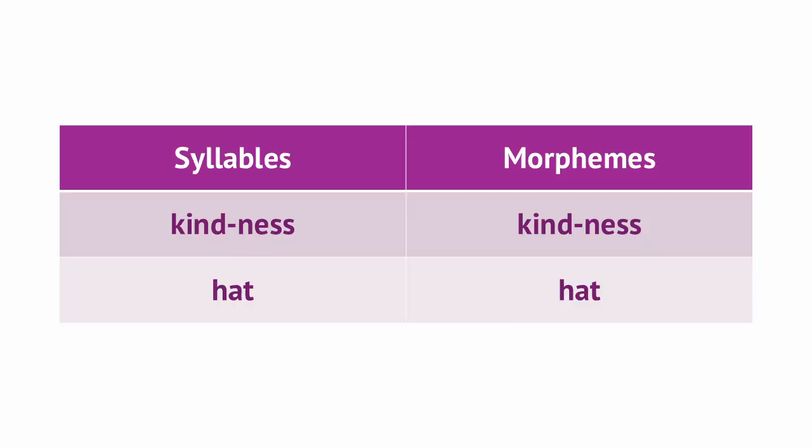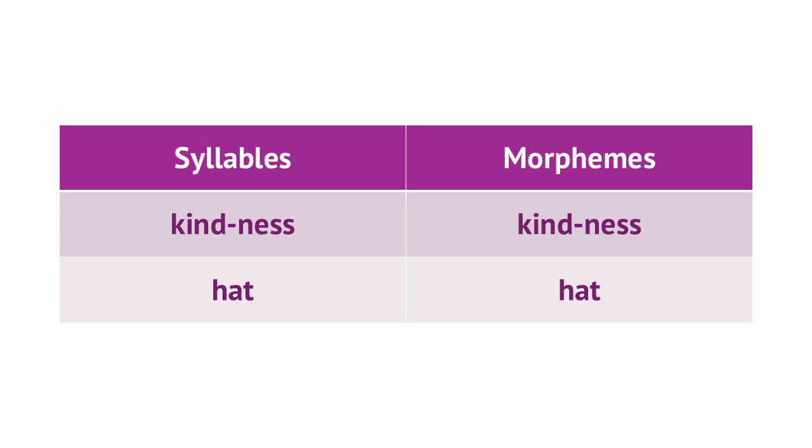So let's have a look at some that have the same number. Take, for example, kindness. Kindness, two syllables. And we also have kind and ness, which are both morphemes. Kind describes something or someone, so it's an adjective on its own, but if we add ness on the end, it turns it into a noun. So it's talking about a thing. It's an abstract thing, an abstract noun, instead of an adjective describing something.